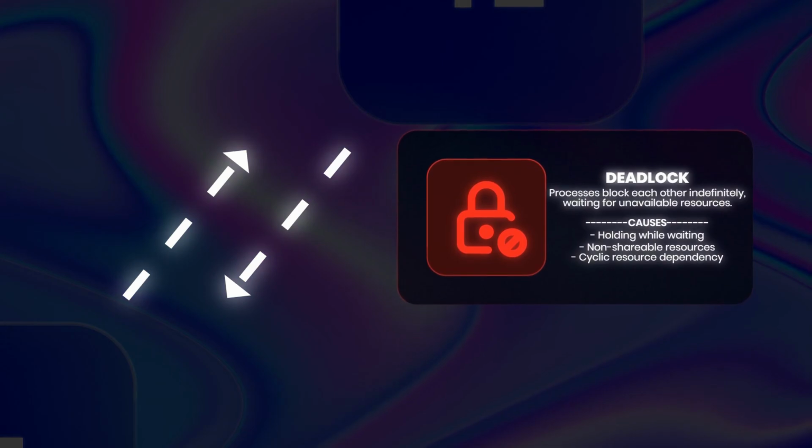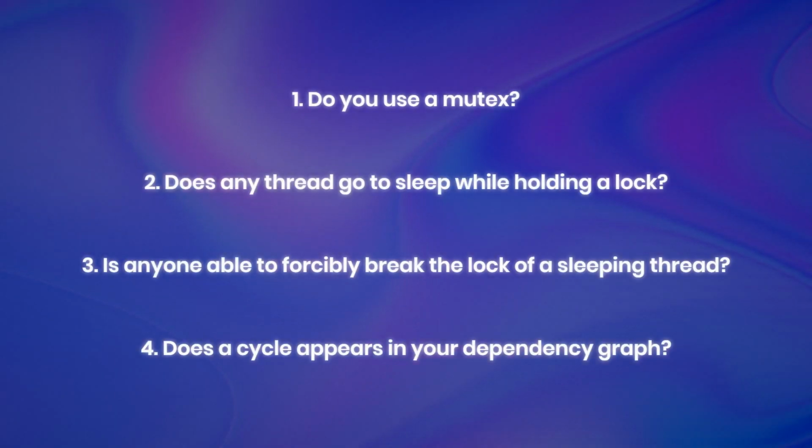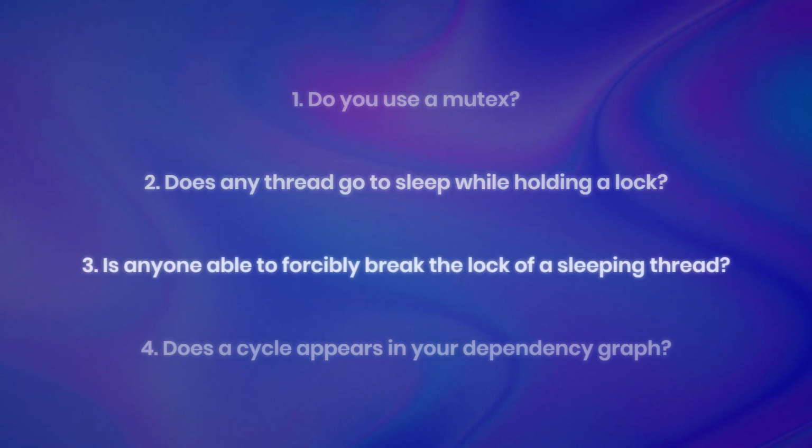Actually, only the cycle isn't quite enough for a deadlock to appear. There are 4 questions you can ask yourself to determine if you have a deadlock. Those are the Coffman conditions. First, do you use a mutex? Does any thread go to sleep while holding a lock? Is anyone able to forcibly break the lock of a sleeping thread?